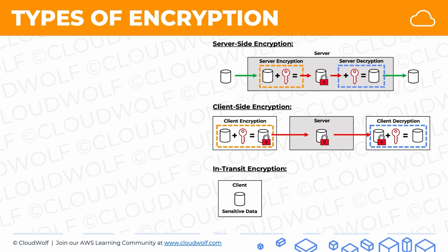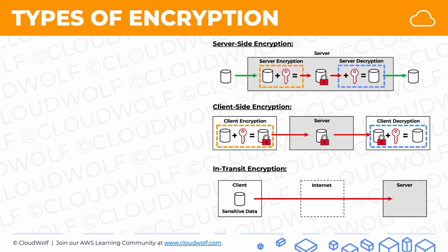So here what happens is you have sensitive data on your side, you want to send it to a server, and it has to pass through the internet. In-transit encryption will, as the data is leaving your machine, just before it's sent, encrypt it. It will go through the internet encrypted, and then as soon as it arrives on the server, it'll be decrypted and will arrive in an unencrypted form.